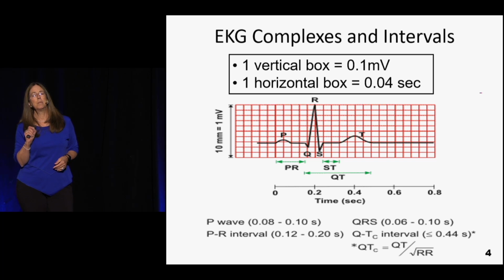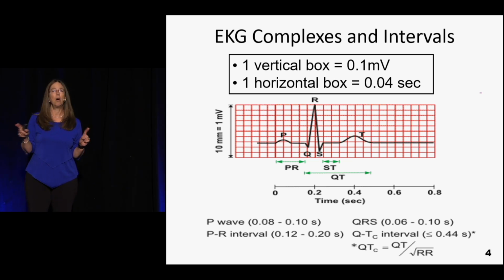But you have to be able to know what the normal look of an EKG complex is. So we know that the P comes first, and then the QRS does its thing, and then we have the T wave that follows. And those can get messed up all different kinds of ways. The intervals are important.